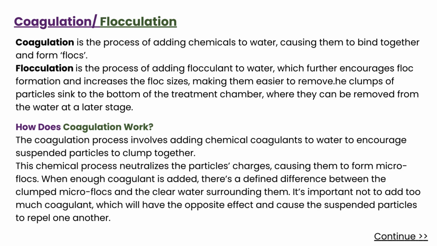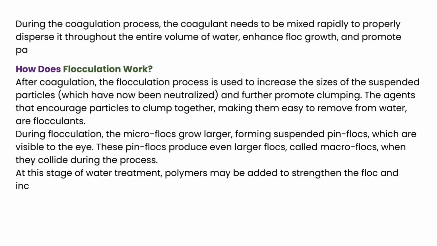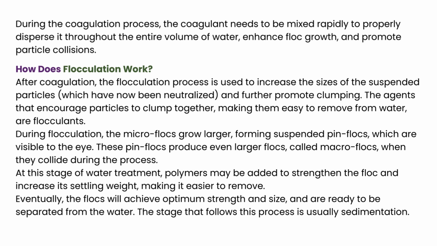After the coagulation, there is another process known as flocculation. In flocculation, a flocculant is added to the water, which further encourages floc formation and increases the floc size, making them easier to remove. The clumps of the particles sink to the bottom of the treatment chamber, where they can be removed from the water at a later stage. Coagulation is removing the electric charge, making the particles come together. Flocculation goes further, making a big clump, and it is also settling at the bottom.